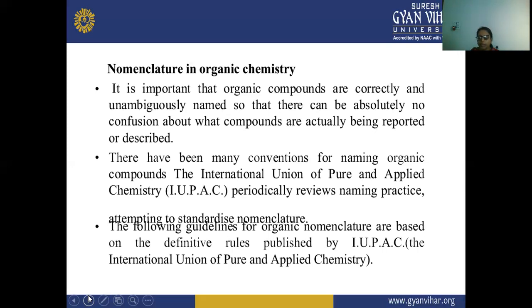There are guidelines for organic nomenclature based on the definitive rules that are published by the IUPAC. So these are the following guidelines for naming organic compounds, which are based on the definitive rules published by the IUPAC system. So here, nomenclature in organic chemistry.